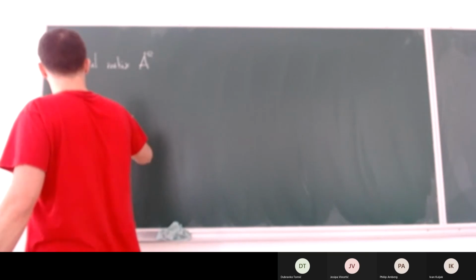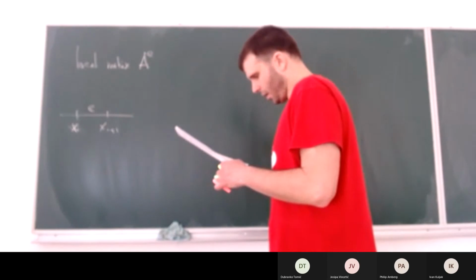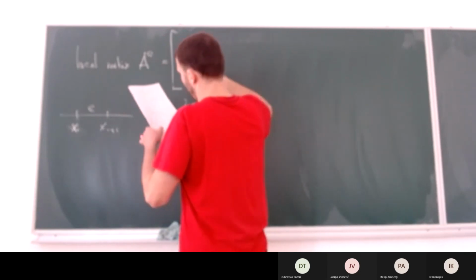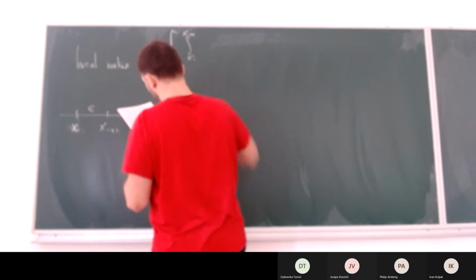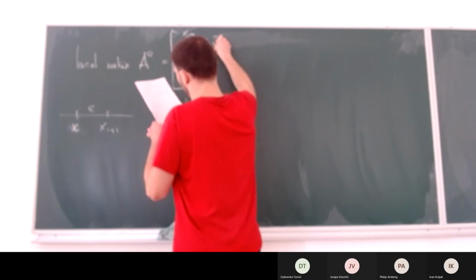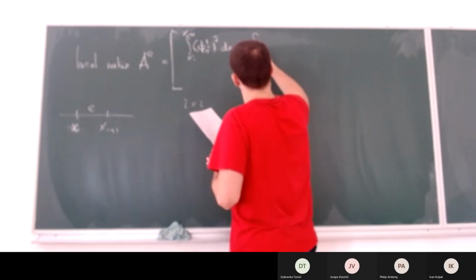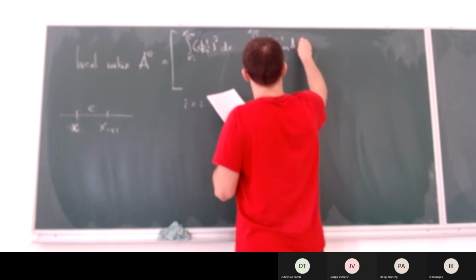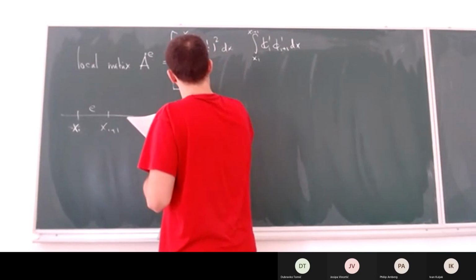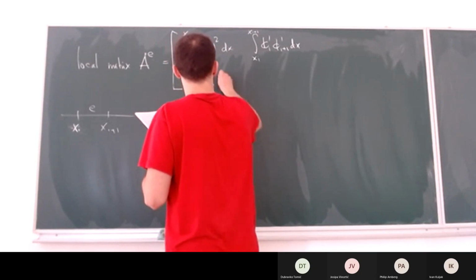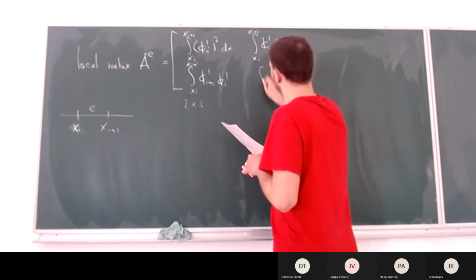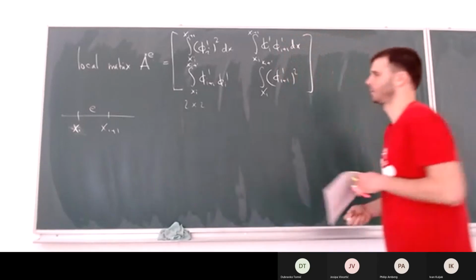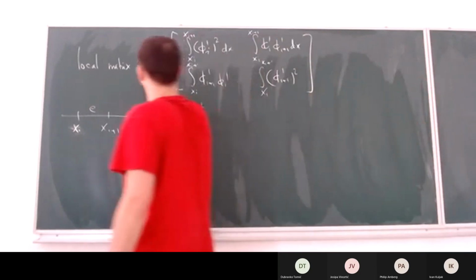For x_i to x_{i+1}, we have only 4 numbers. It's a 2x2 matrix. It has the integral over x_i to x_{i+1} of phi_i prime squared dx, and then the integral of phi_i prime times phi_{i+1} prime dx. Here it's just the opposite, phi_{i+1} prime times phi_i prime, and the last number is the integral of phi_{i+1} prime squared. Okay, so this is our local stiffness matrix. Matrix A is usually called the stiffness matrix.